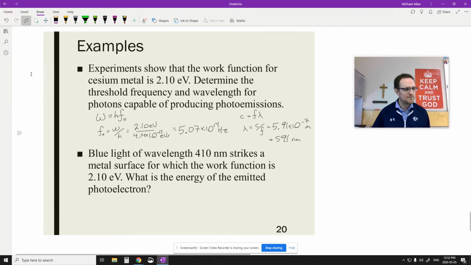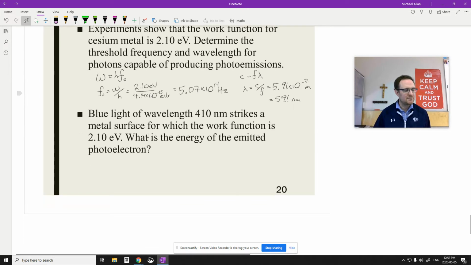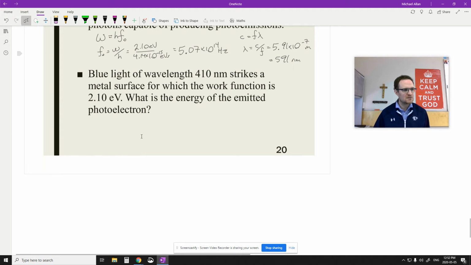Okay, here we go. Blue light of 410 nanometers strikes a metal surface which has a work function of, so it's like cesium, 2.1 electron volts. What is the kinetic energy of the emitted electron? So first of all, I want to determine, is this enough energy to get the electron out?